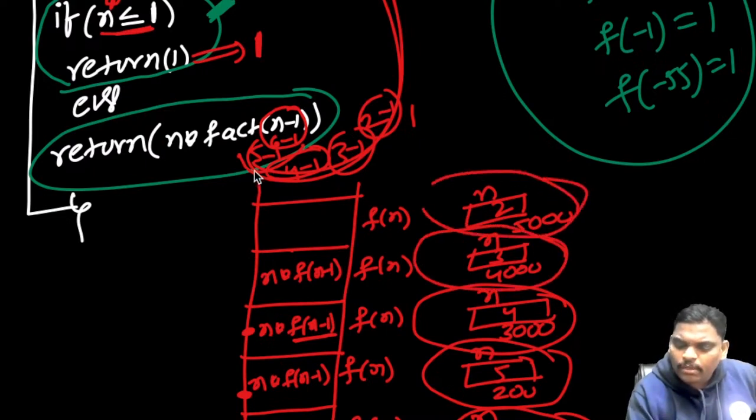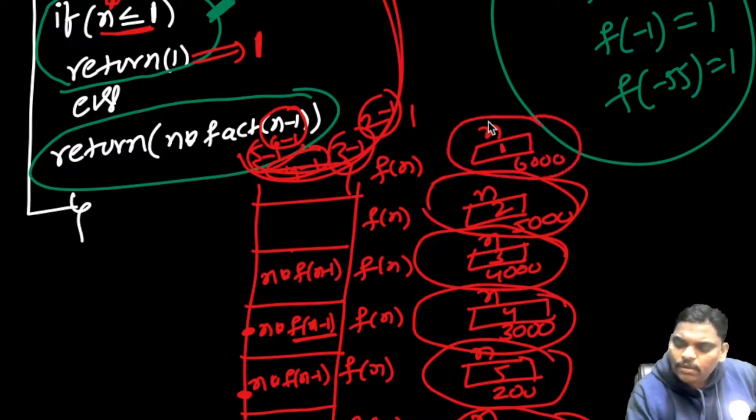Can you see one more time? Again f of n where n is 1. Address is 6000. Now listen, this f of n where n is 1, this condition is true. Return 1. So it will return 1.